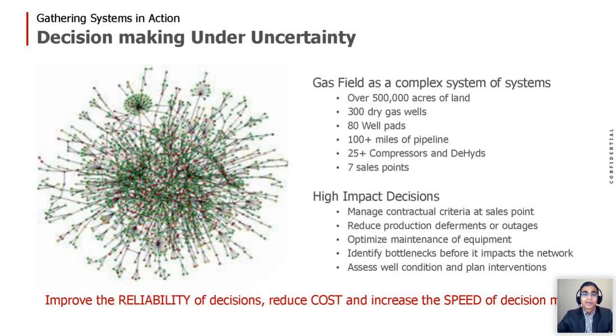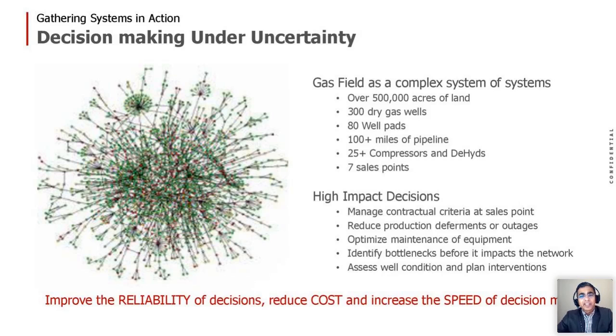These are about your contractual criteria, to reduce your production deferments, to optimize the maintenance of your equipment, to identify the bottlenecks across your networks, and to assess the well condition. So these decisions have a higher bearing on your revenue or your cost and your safety.